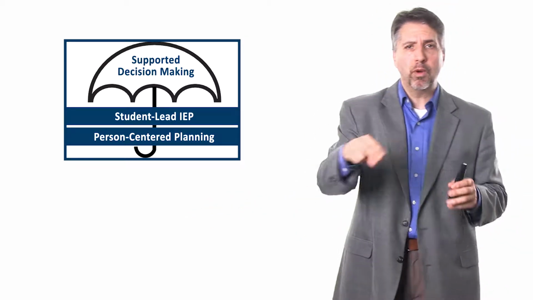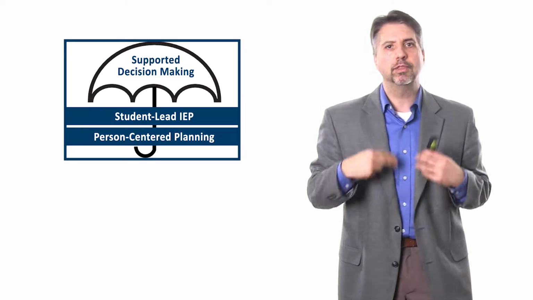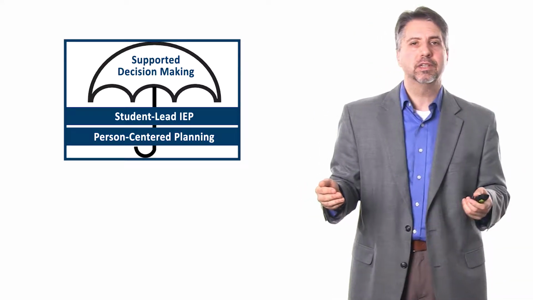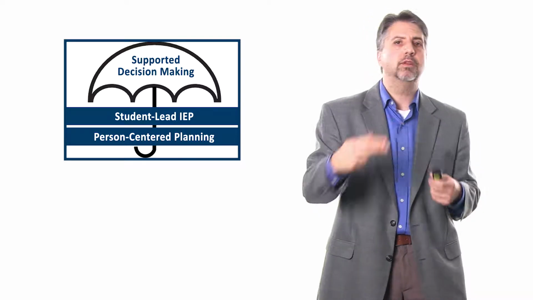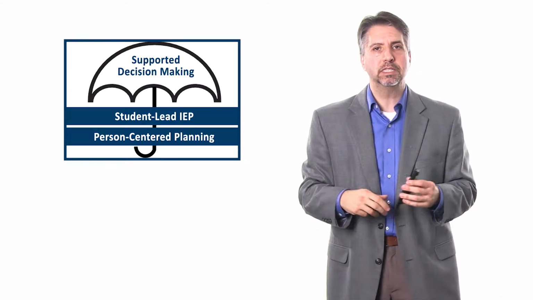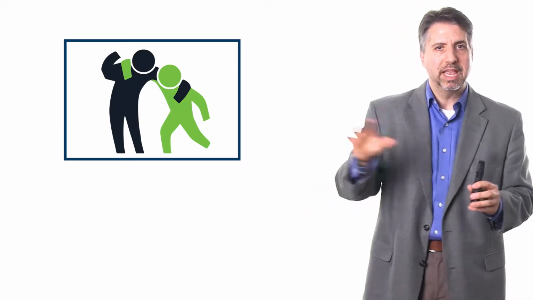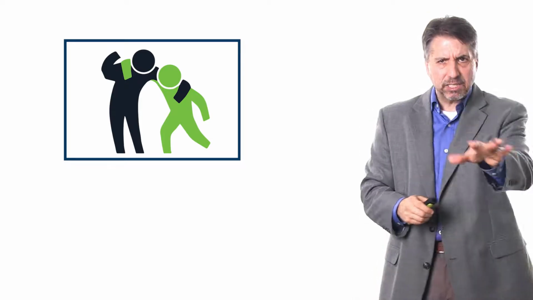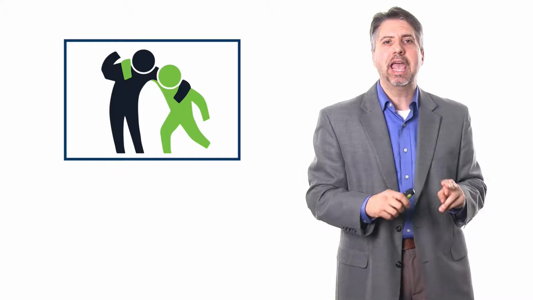If we don't do that, what we're doing is we are planning for the person rather than with the person. And that's really no different than doing something instead of the person. Person-centered planning and supported decision-making say we do things with the person. We give the person the support he or she needs to make his or her own decisions. That's what person-centered planning is supposed to do. And there's lots of ways to make that happen.